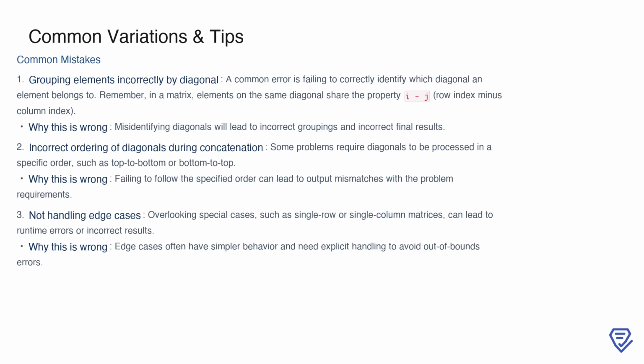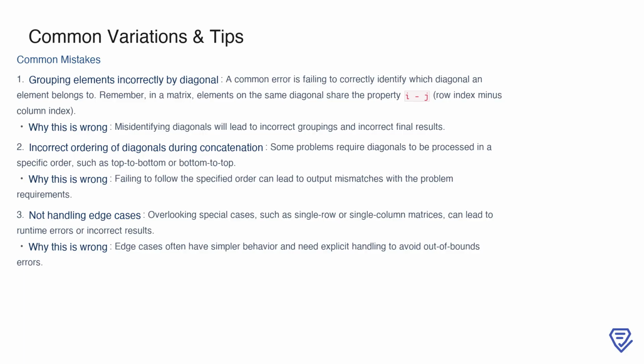One of the most common mistakes when solving diagonal traversal problems is grouping elements incorrectly by diagonal. It's crucial to remember that all elements on the same diagonal share the property i + j, where i is the row index and j is the column index. Misidentifying this relationship will result in incorrect groupings and, ultimately, an incorrect result.